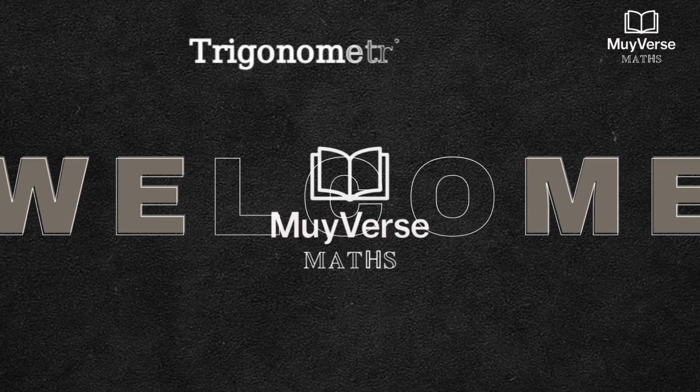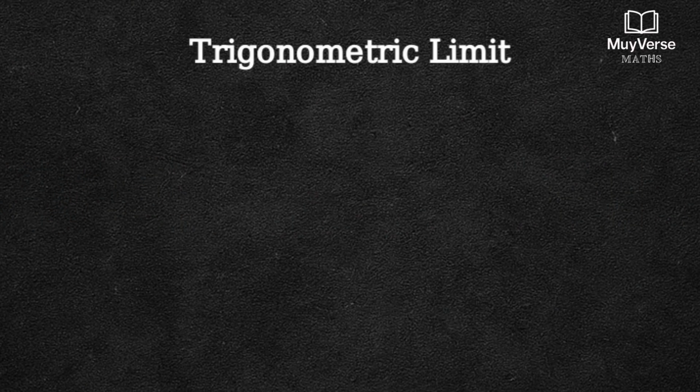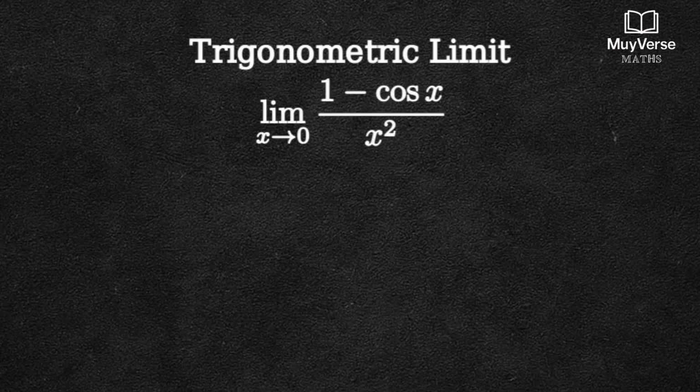We will evaluate a classic trigonometric limit using a fast visual cue. Evaluate the limit as x approaches 0 of (1 minus cosine x) divided by x squared.